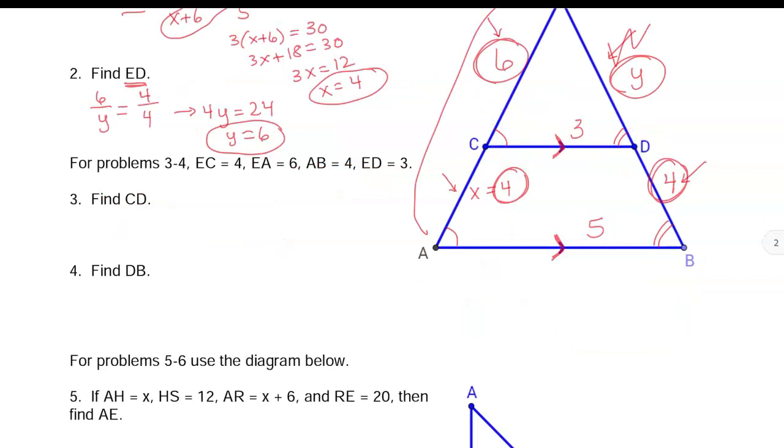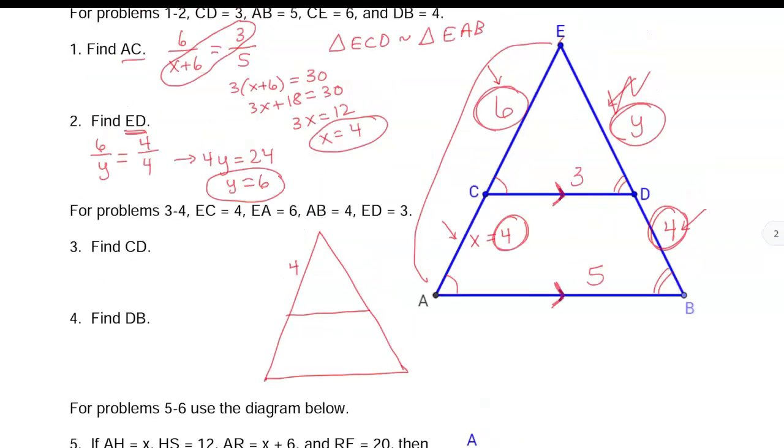For problems 3 and 4, we need the same diagram, but we already drew on it. So I'm going to quickly draw a new diagram. And in 3 and 4, we're told that EC is 4, EA is 6. So if EC is 4 and EA is 6, that means CA is 2, because if the whole left side is 6 and the top is 4, then the bottom has to be 2. And then AB is 4, and then ED is 3.